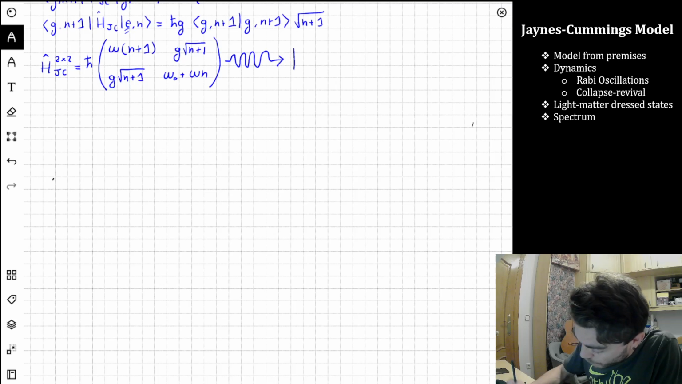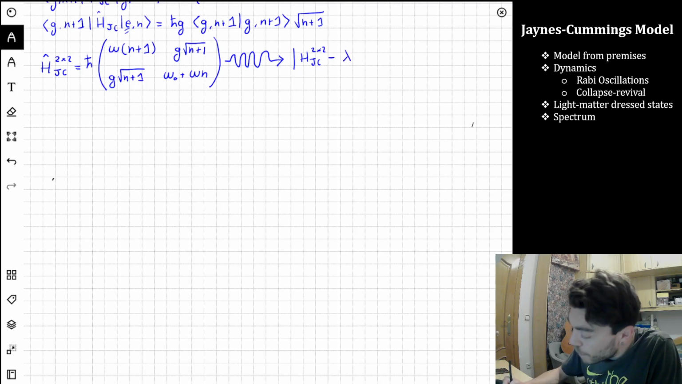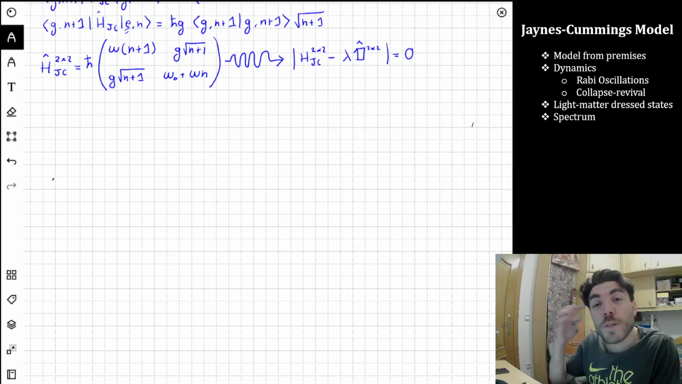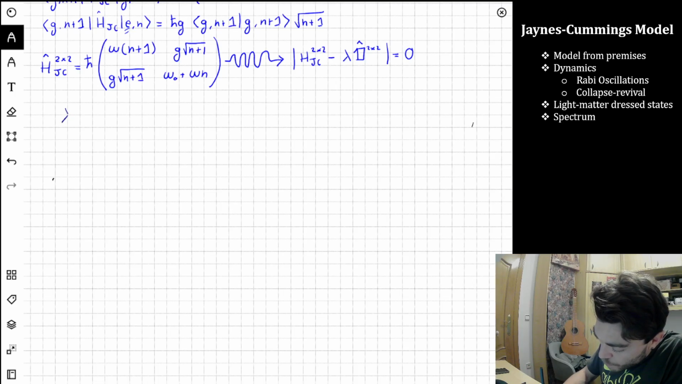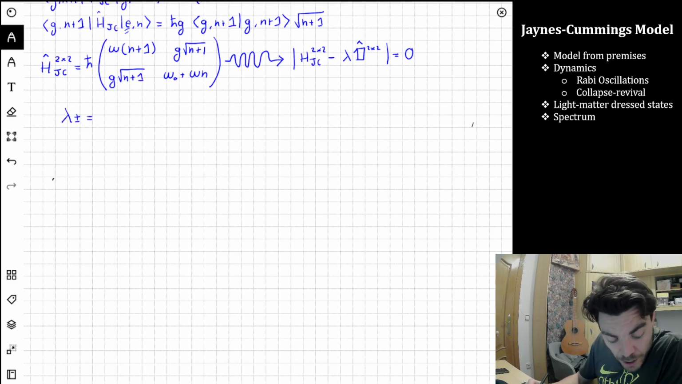But the idea here, if you want to do it yourself, is to diagonalize this Hamiltonian, which means that you would do this matrix minus lambda, the eigenvalue, times the 2 by 2 identity. This is 0, so this gives an equation, a second order polynomial for lambda, and then you find the two solutions. And I'm gonna just write here the solutions that we find, which are lambda plus and minus.